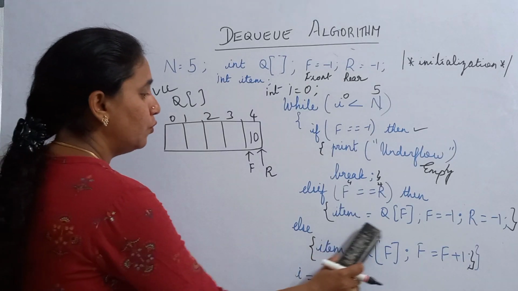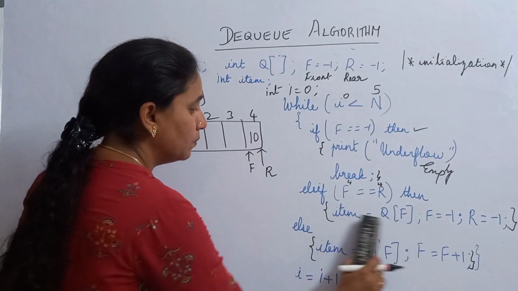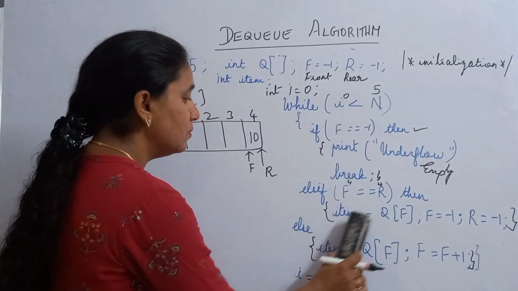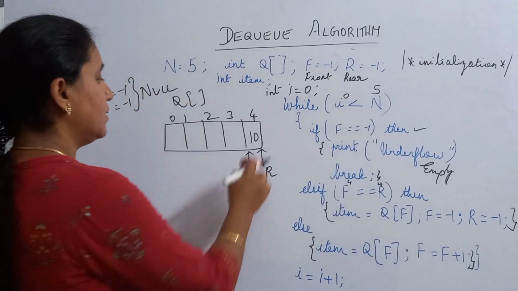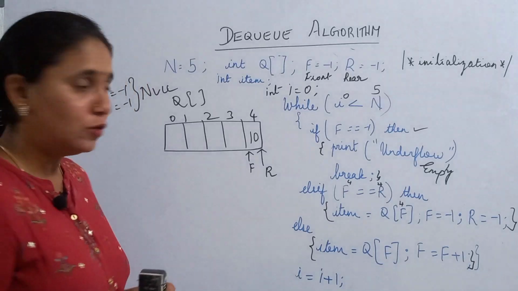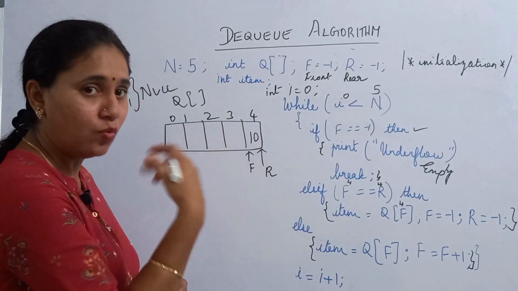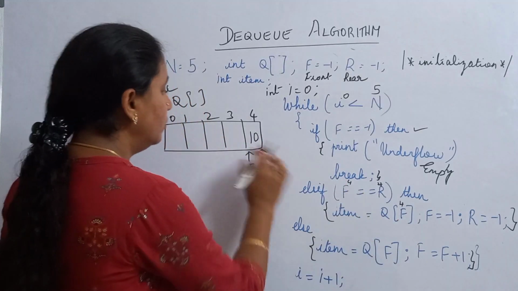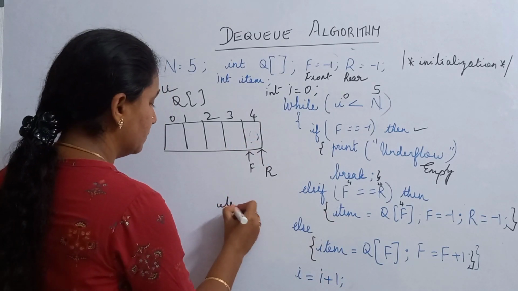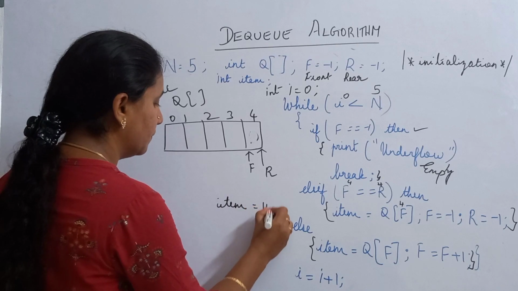See, for removing this item, I am using this assignment statement: item is equal to q of f. So for example, q of 4, isn't it? So what is q of 4 value? Q of 4 value is, for instance, 10. So now this 10 is going to get removed and it will be assigned to item. So item is equal to 10.